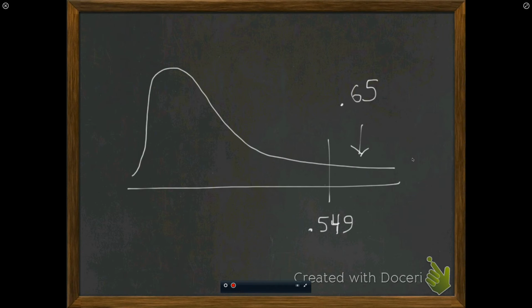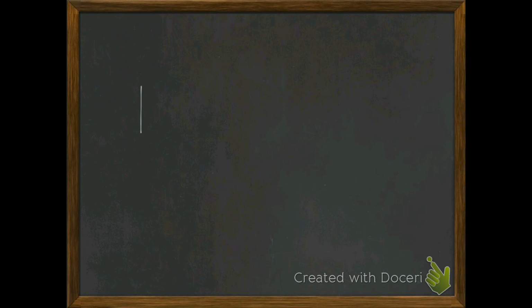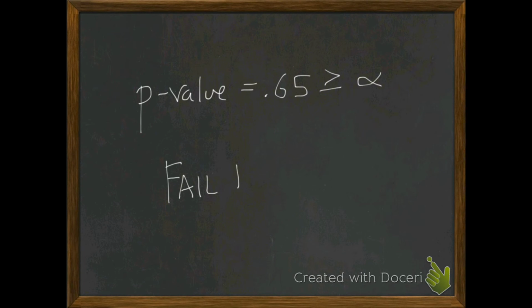Okay, so what's the significance of this 0.65? That's our p-value, which is clearly bigger than alpha, 0.05. So we fail to reject.